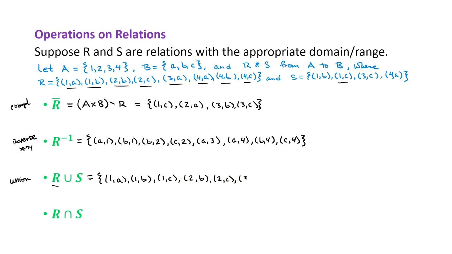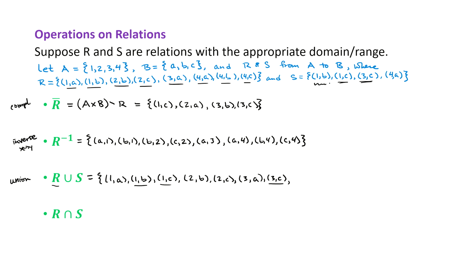Then we look at the guys that start with a 3. We have 3A from R. S also has a 3. It has 3C, so we'll add in that extra one. So those two are coming from S. Now 1B also came from S, but we already had it in R as well.